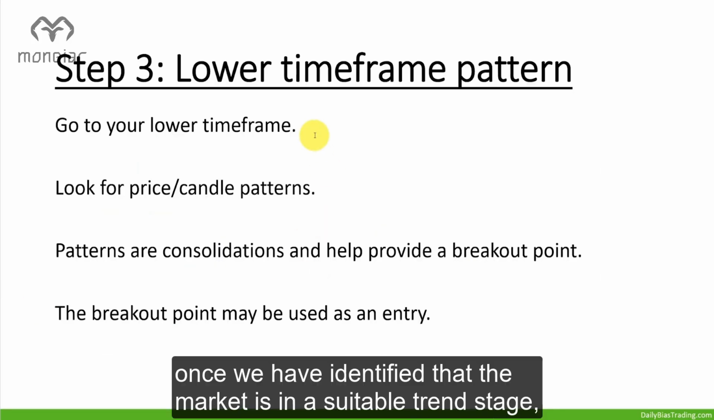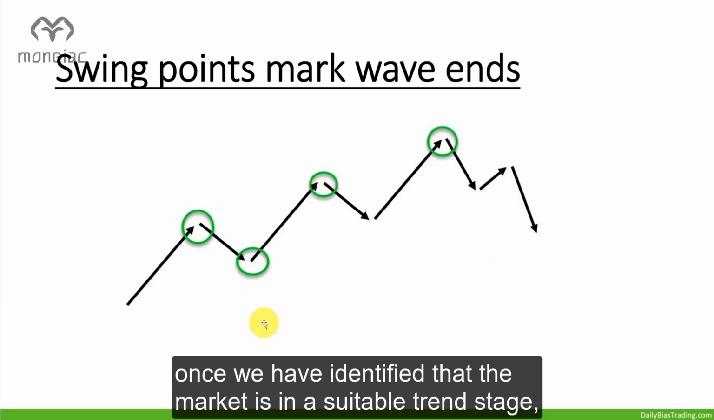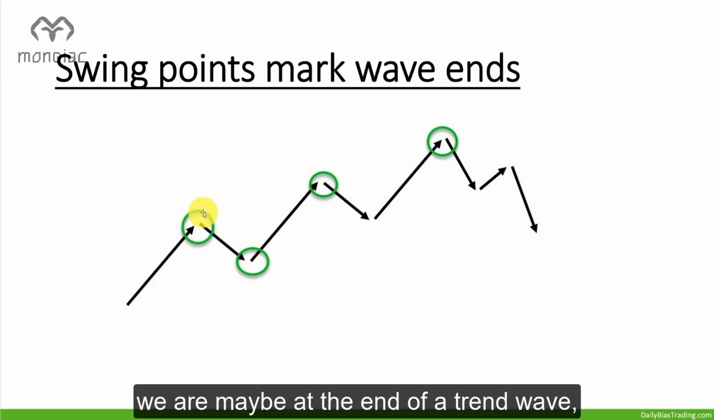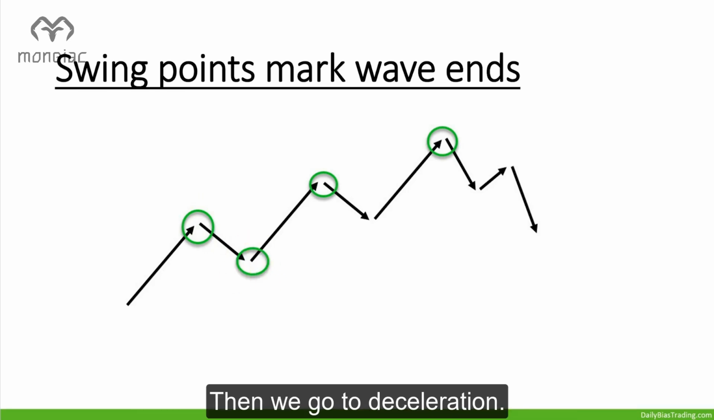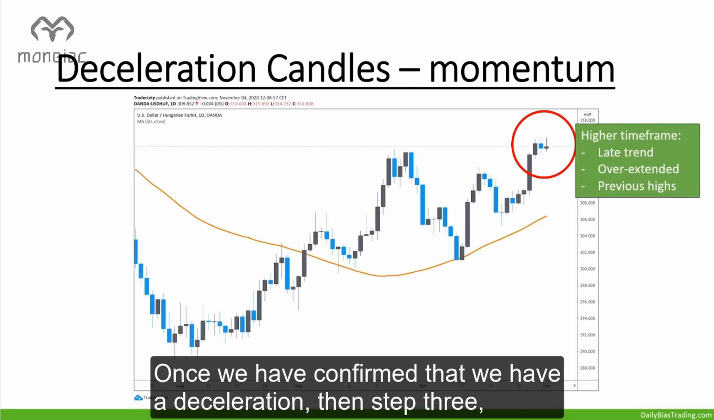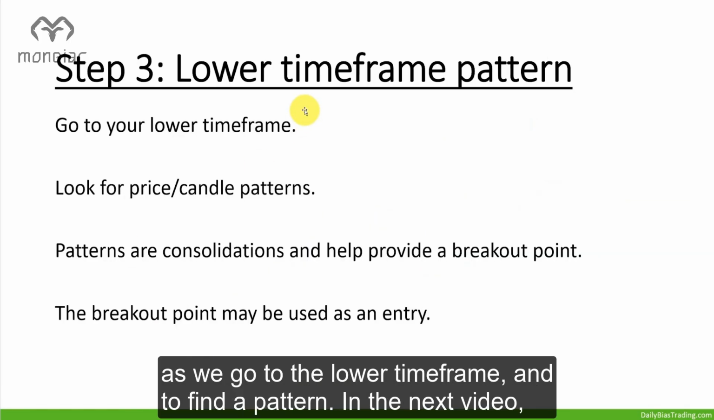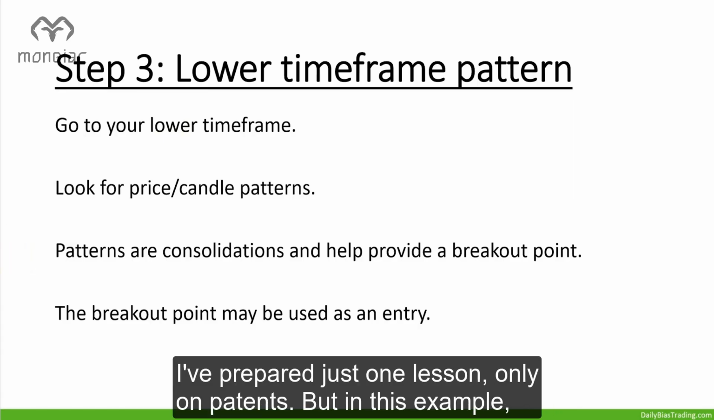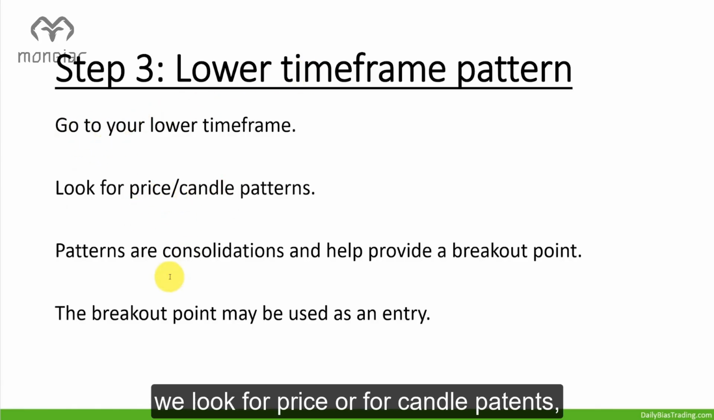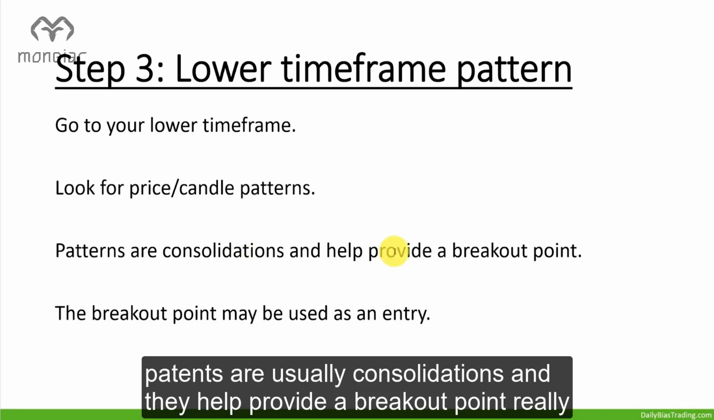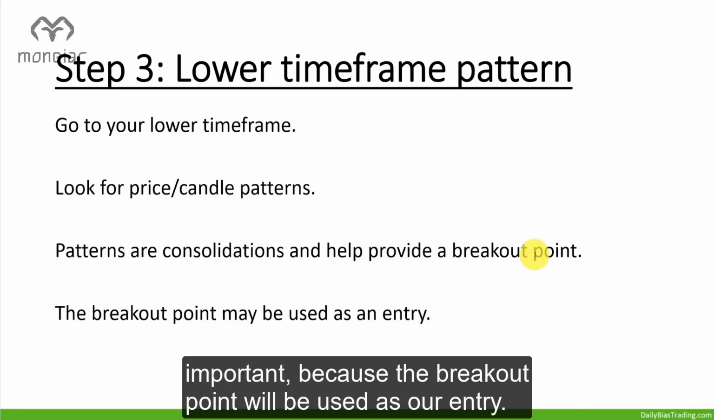Step 3: once we have identified that the market is in a suitable trend stage, maybe we are at the end of a trend wave, maybe at the end of a correction wave, at the moving average as a retest, then we go to deceleration. Once we have confirmed that we have a deceleration, then step 3 is we go to the lower time frame and find a pattern. In the next video, I've prepared a lesson only on patterns, but in this example, you will already get an idea. Once we're on the lower time frames, we look for price or candle patterns. Patterns are usually consolidations and they help provide a breakout point.